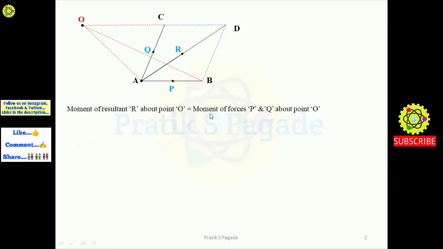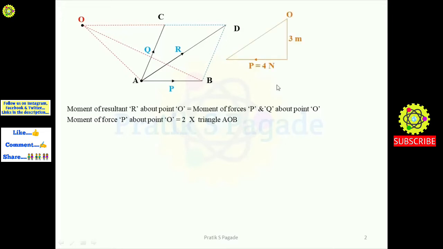Let's take first the moment of force P. The moment of force P about point O is equal to 2 into the triangle AOB, as you can see here, this triangle A, O and B. How is it so? We will prove it now.